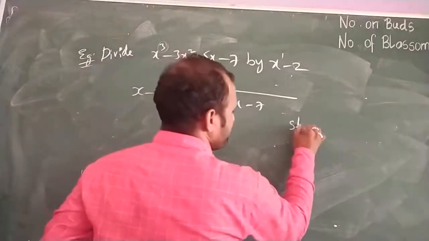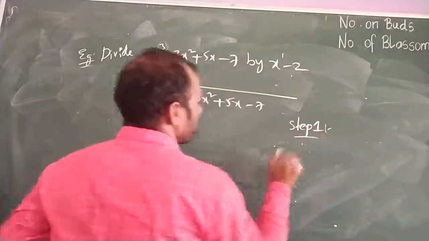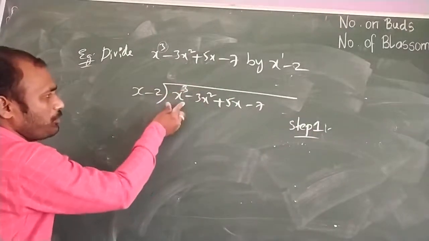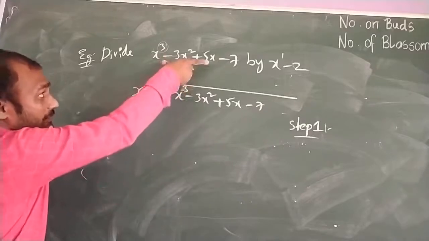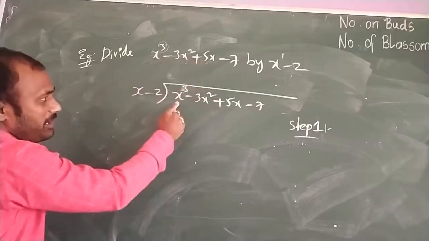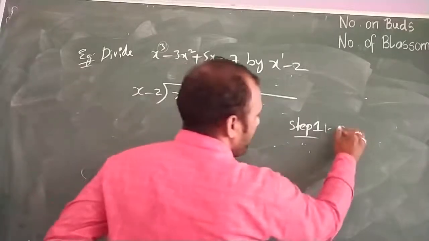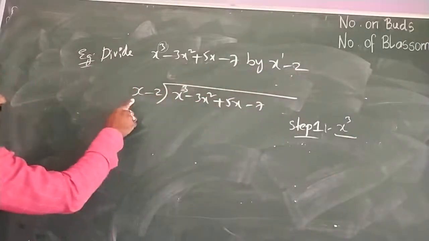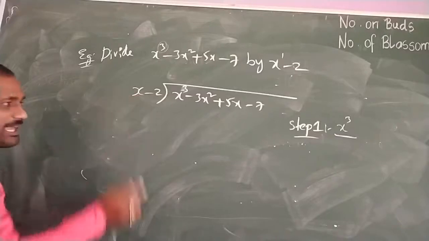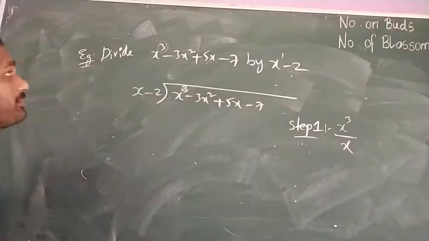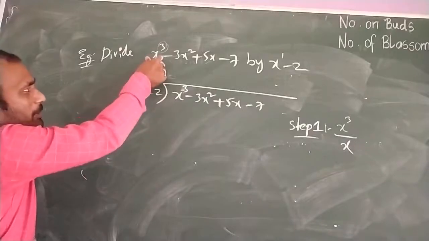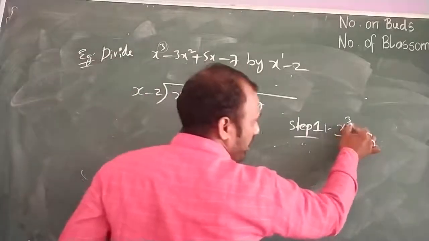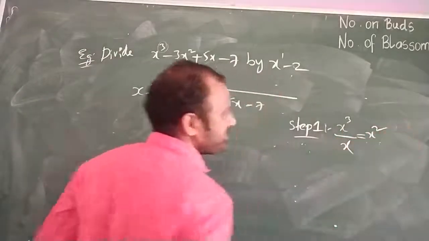Step 1. We have to follow some steps here. Step 1 is that we have to take the first term in the given dividend, whatever the polynomial is, the p of x. What is the first term here? x cube. Divided by the first term in the g of x, the polynomial that we are dividing by, which is x. Once again, whatever the first term is in the p of x, we divide by the first term in our g of x. So if I divide x cube by x, I am going to get the answer x square.